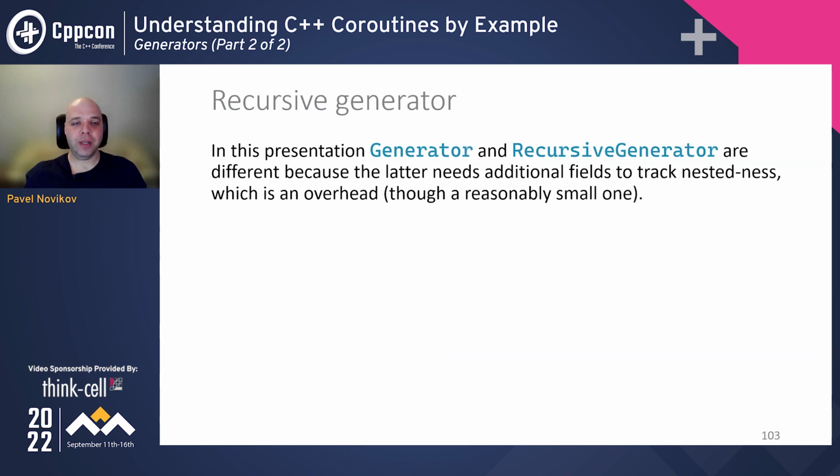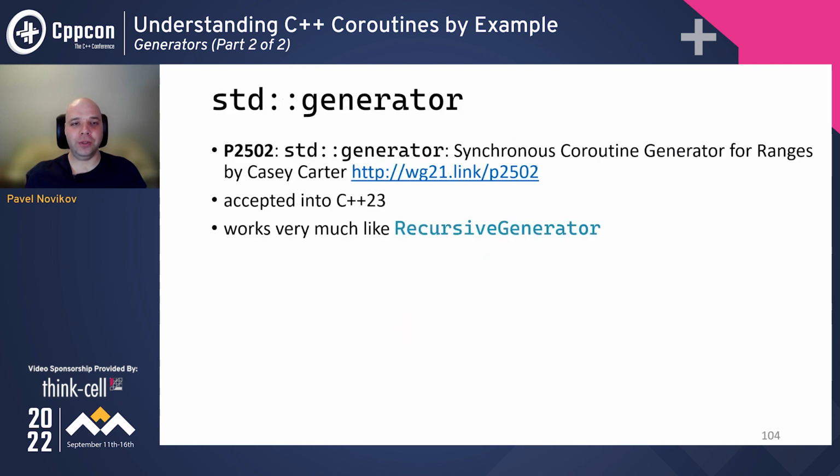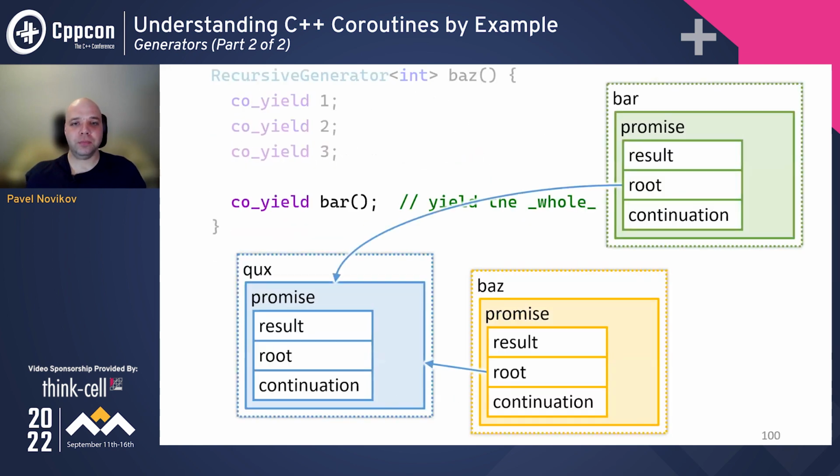And in this presentation, generator and recursive generators are different, because for recursive generator, we need some additional fields, which is overhead, though a reasonably small one, but zero overhead abstraction and whatnot. So we have a question: why not set bus continuation to bar instead of the cooks continuation? Let me go back. Probably here. Why not set the bus continuation to bar instead of the cooks continuation?